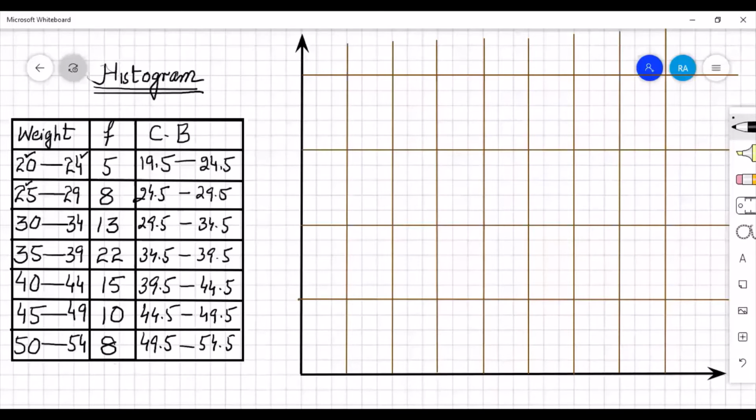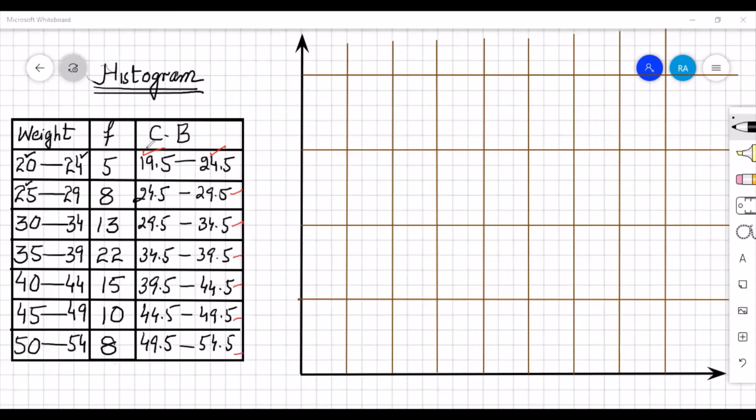We start drawing the graph. On x-axis we write class boundaries in this way. We start from the lowest one, that is 19.5, and then 24.5, then 29.5, then 34.5. In this way we write up to the end, from lower class boundary to the highest class boundary.